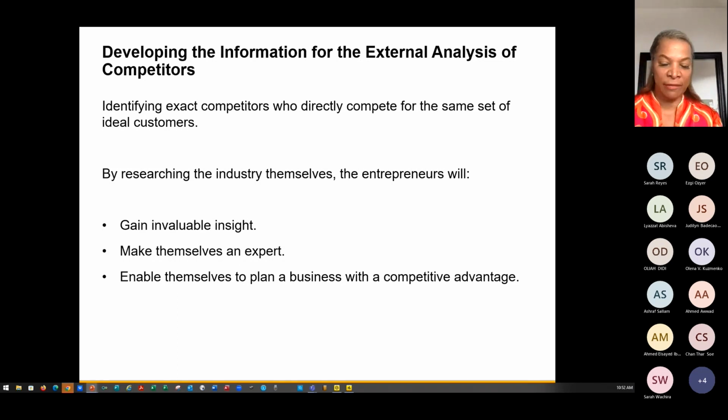So again, you want to identify the competitors who directly compete for the same customers. Okay. So you want to do your research. You're going to get insight. You're going to become an expert in that industry. And then you're able to build your plan and build your business with that competitive advantage. So that's what you have when you do the analysis of your competition. You're going to say, yes, this is the competition, but here's the advantage we have over them. This is what we're doing unique that they're not doing.